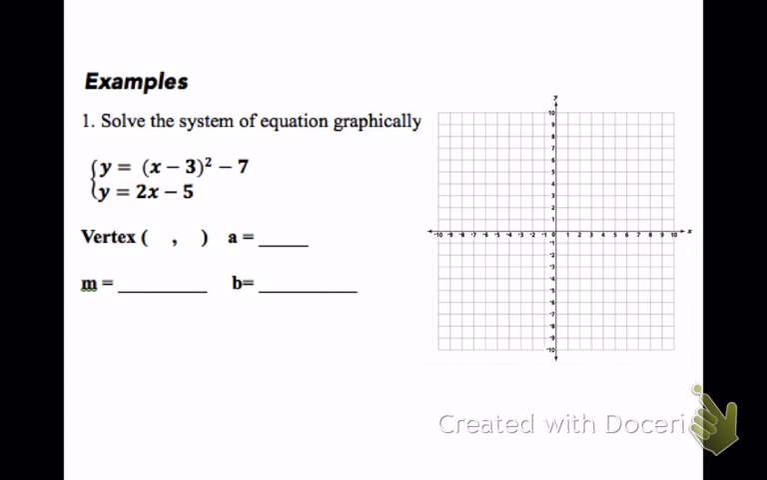So let's go ahead and graph these. We know how to graph lines. We know how to graph parabolas. It's just a matter of seeing how they look once you graph them. So for the first one, the vertex is (3, -7), because our equation is in vertex form, and the a value is 1. The second equation is a linear equation. My slope is 2, and my y-intercept is -5.